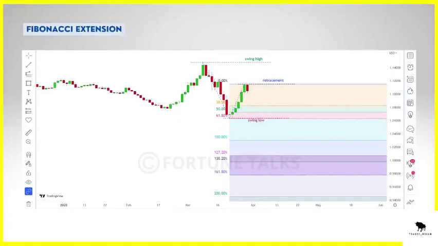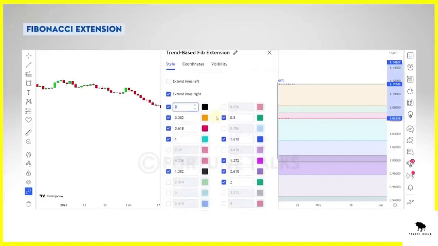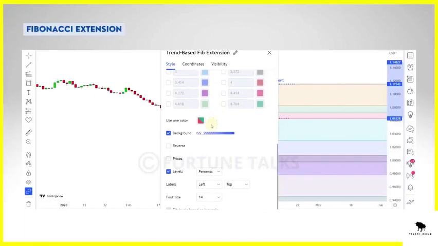Now the software will automatically plot all the price extension levels and their corresponding ratios. And as you can notice, the major extension levels include 100%, 127.2%, 161.8%, which is actually the golden ratio, and so on. You can always go to the settings and play with it to understand how different levels will look like in the chart, and you can also change the appearance of the levels and so on.